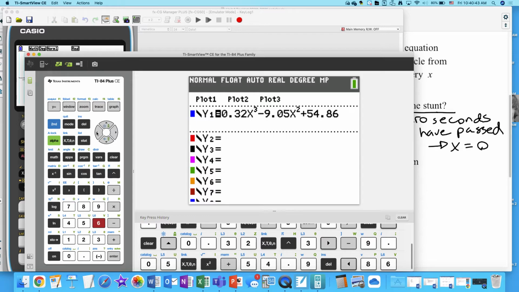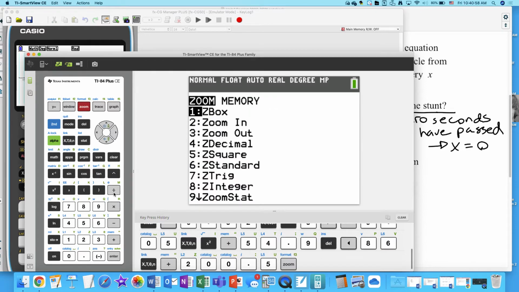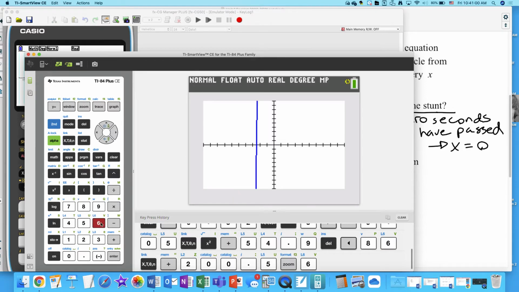Okay, so if I were to go zoom standard here, I'm not going to see much. That's not really useful. So when you are setting your window settings, you need to remember, what do these variables represent? X is time in seconds that this stunt is taking place. How long do you guys want to track this for? 25 seconds? Okay, sounds good to me.